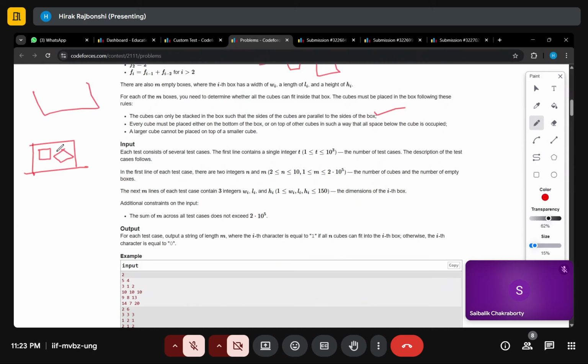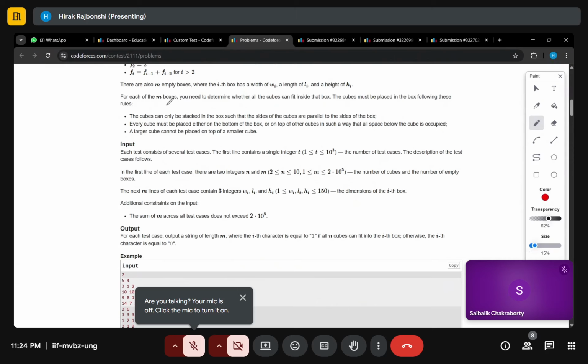So we can place one cube above another such that all part of this block is completely above the other part. And a larger cube cannot be placed on top of a smaller cube. So if this is a small cube, we cannot place a large cube above this. Okay, so these are the conditions we have to follow.